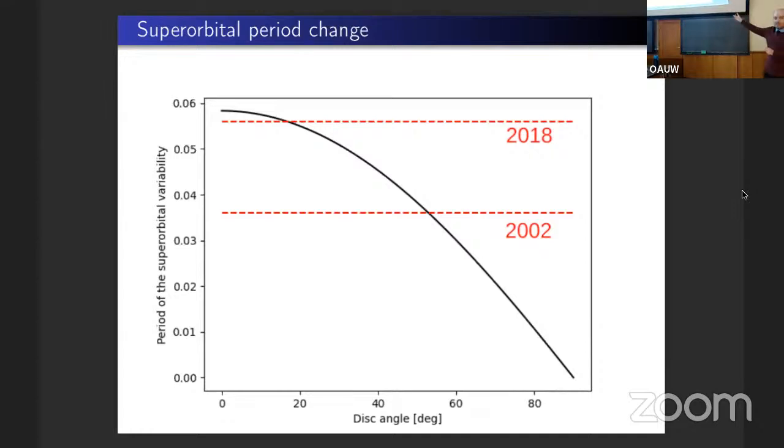And of course, this depends on different system parameters, in particular the mass ratio. But in order to be consistent with the same system parameters in 2002 and 2018, changing only the disk angle, this is the lowest that we can get for 2002. There is no way to get a lower value for 2002 without excluding the observation from 2018.